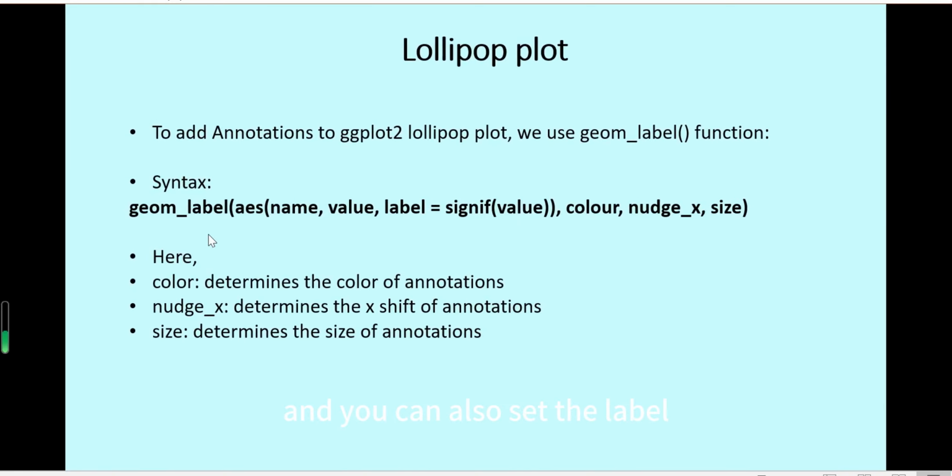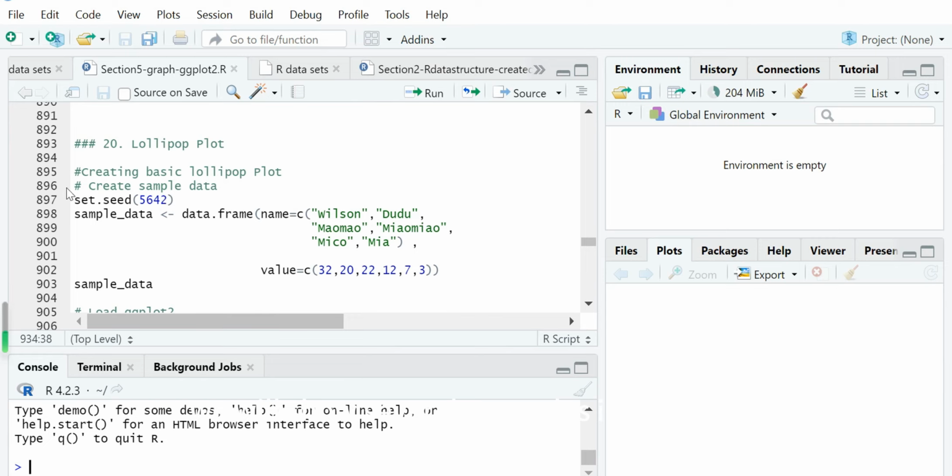And you can also set the label using the geom_label function with the name and values, label, value and color, and label.size. So next we will show several examples in RStudio.